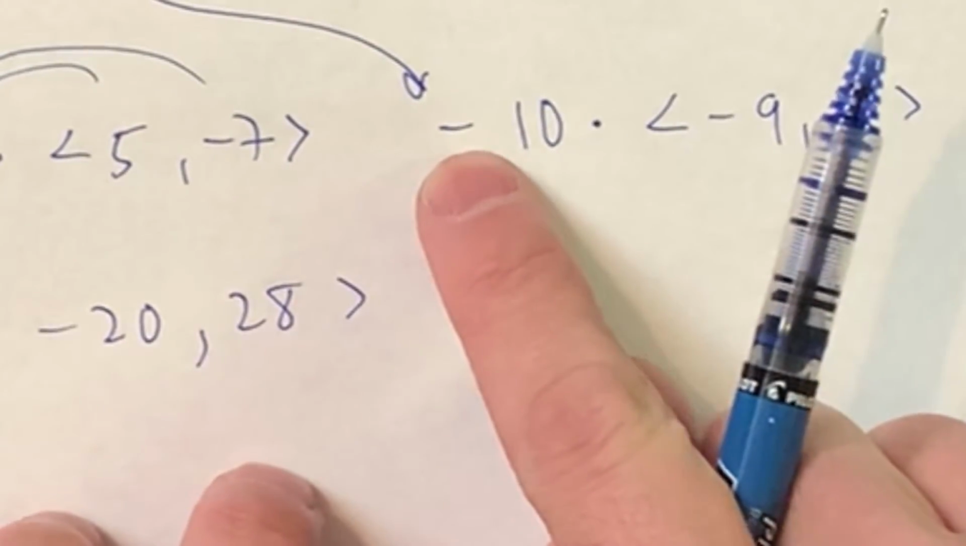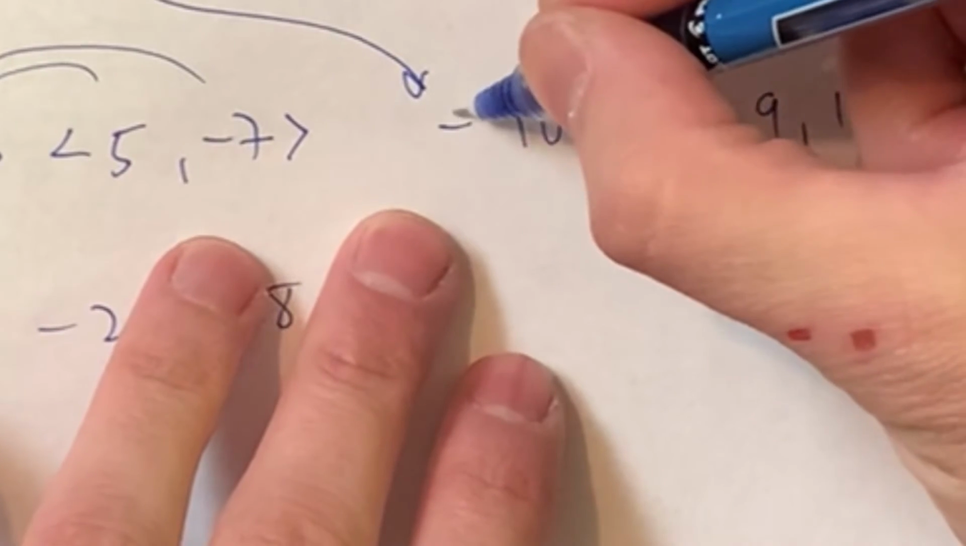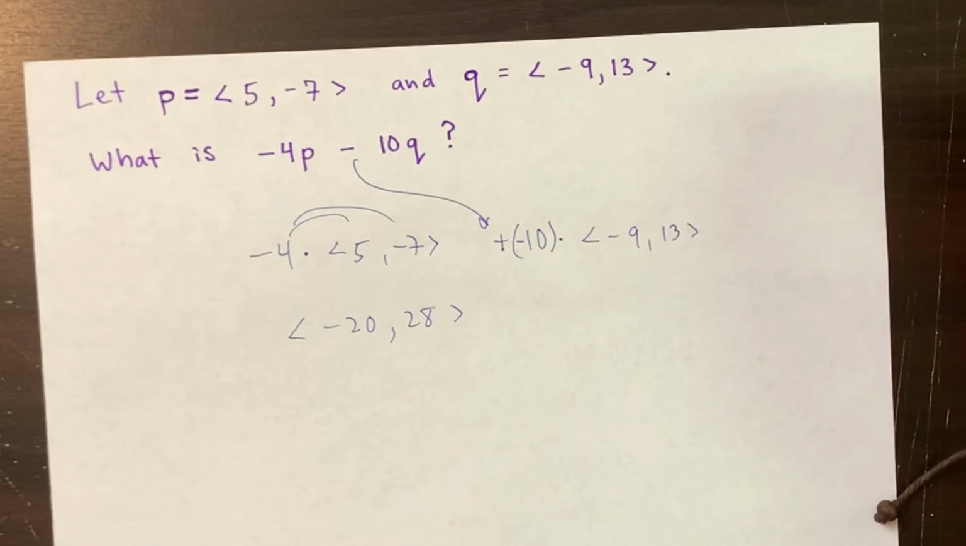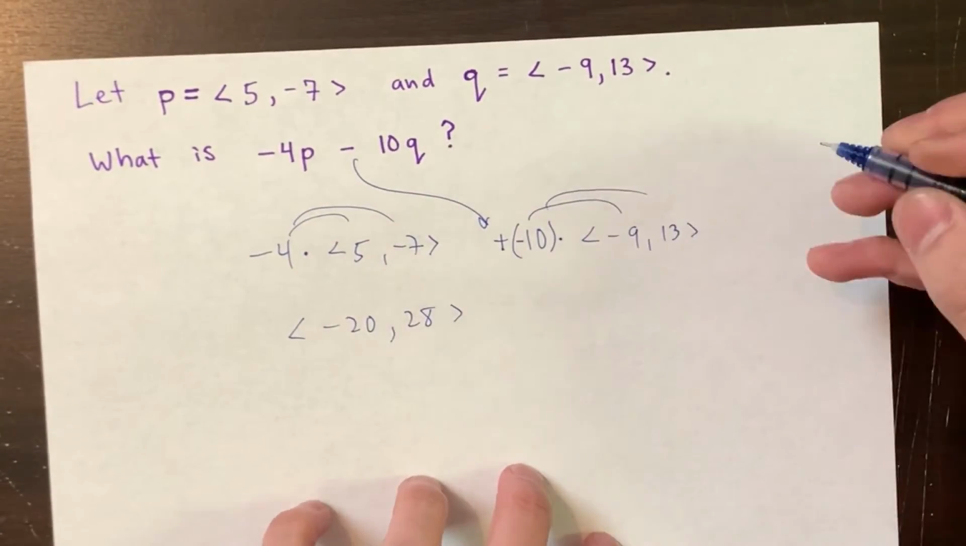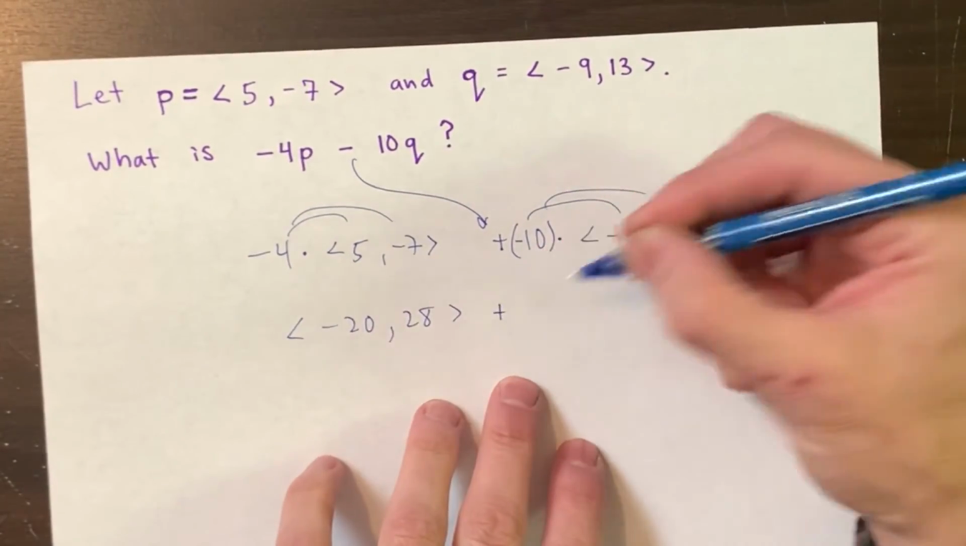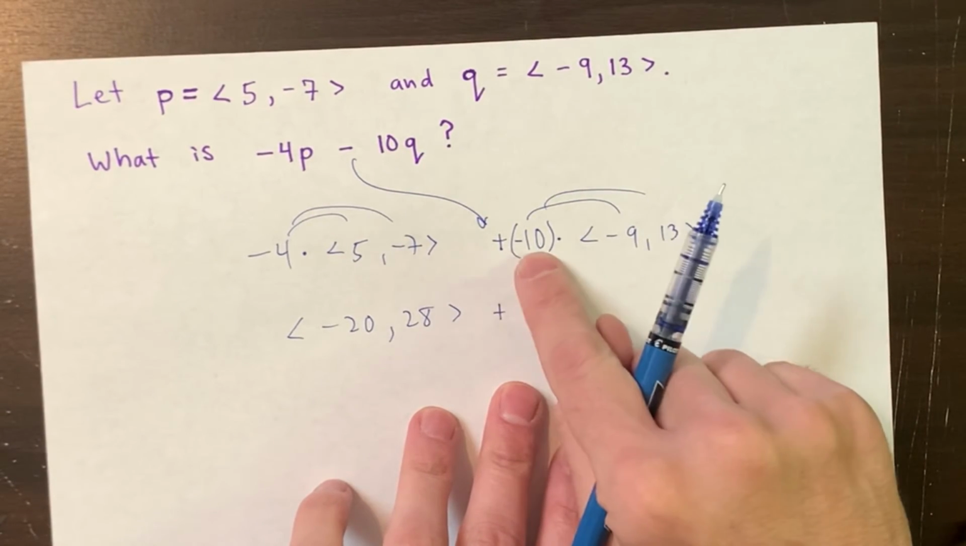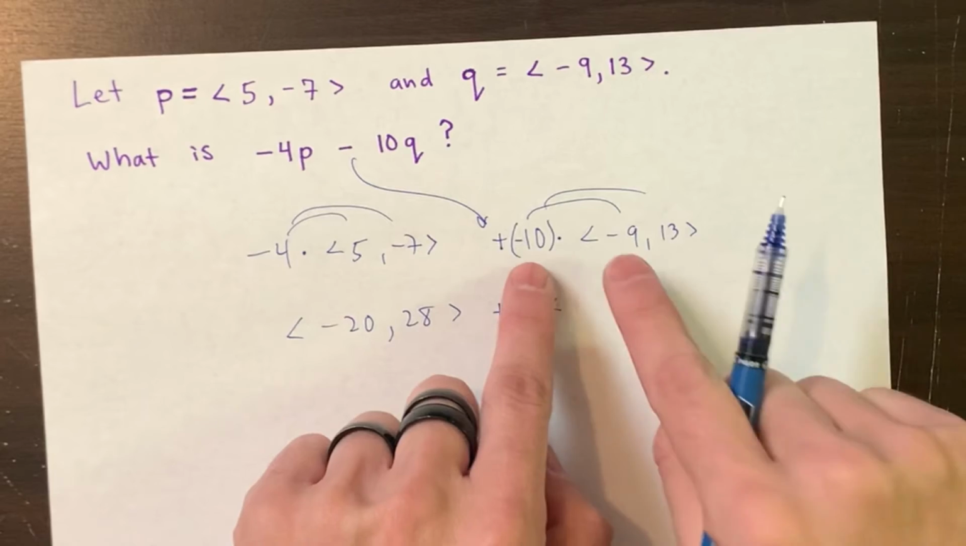Instead of subtraction, turn this into a positive, but make the 10 negative. You see what I'm saying? And now distribute negative 10 and keep it as addition. I would recommend doing that whenever you have subtraction. Turn it into addition, but make that number negative. So now distribute negative 10.